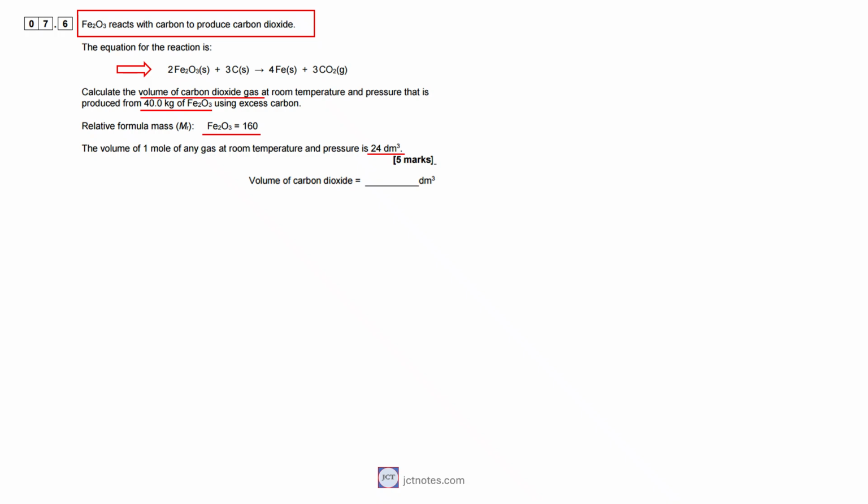A note from the examiner's report. A common mistake students made was trying to find a gas volume for iron oxide itself. Remember, always check the state symbols in the equation. Iron oxide has an S for solid, while carbon dioxide has a G for gas. You can only apply the 24 cubic decimeters rule to gases.